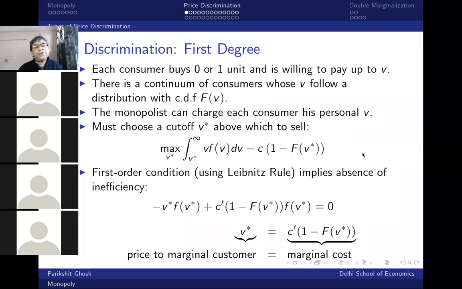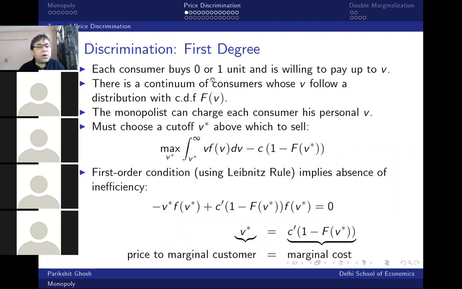So perfect price discrimination, or what is sometimes called price discrimination of the first degree, is where the seller has the ability to charge a very individualized price. And moreover, at this starting point of our analysis, we'll assume that the seller knows each consumer's willingness to pay. Okay, so let's get into the model.